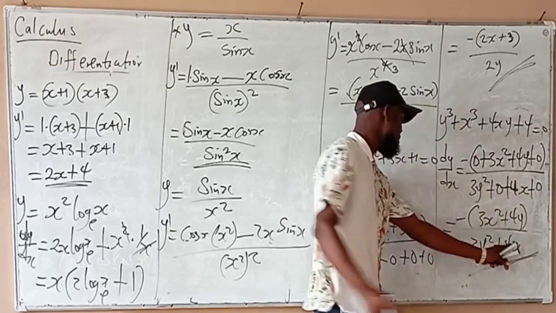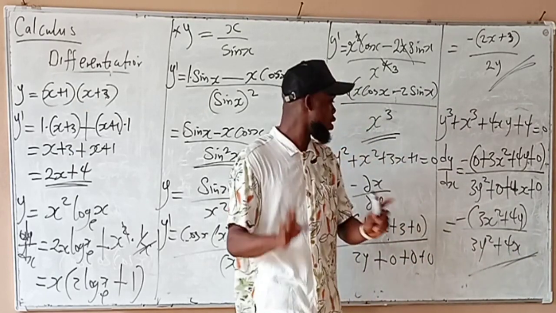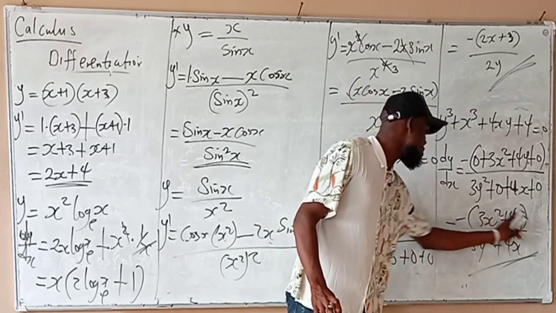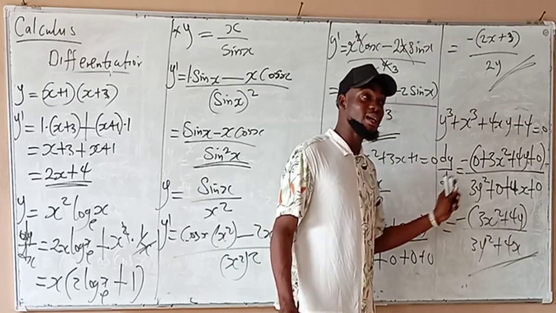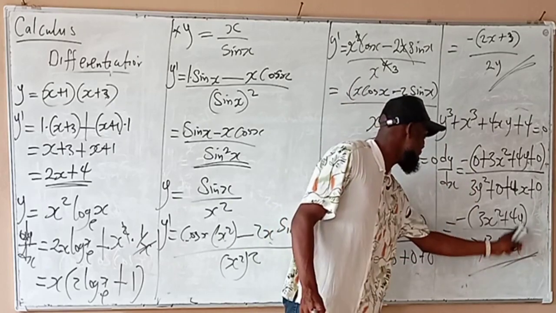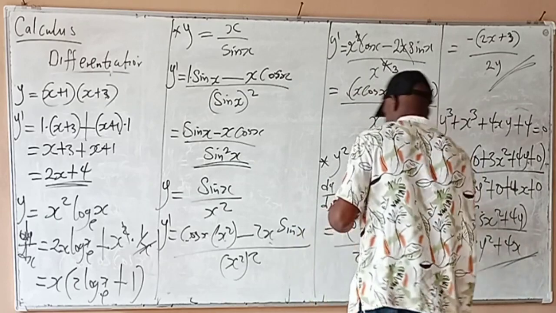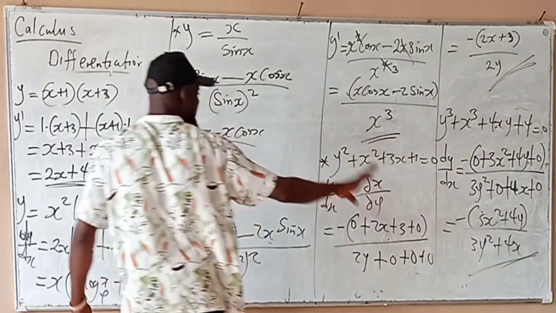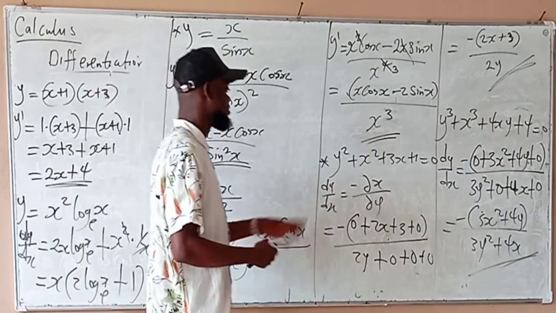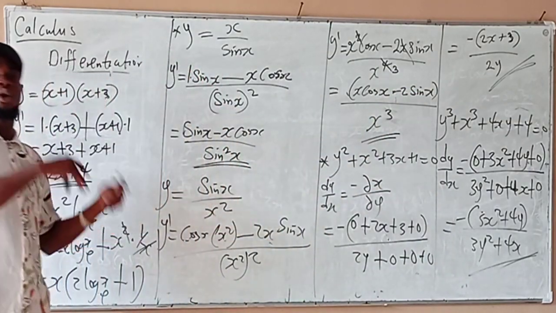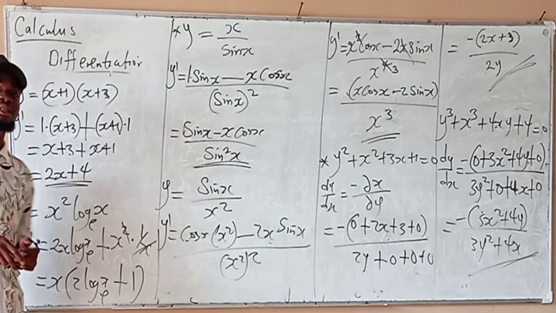Answer. Don't say 4 cancel 4 because 4 is not common between all the terms. Don't say 3 cancel 3 because 3 is not common between all the terms. It's only cancel out when they are common between all the terms. So this becomes the final answer. So these ones are called implicit functions. How do you differentiate this one? This one is implicit functions. So we are going to look at more questions now under these implicit functions.